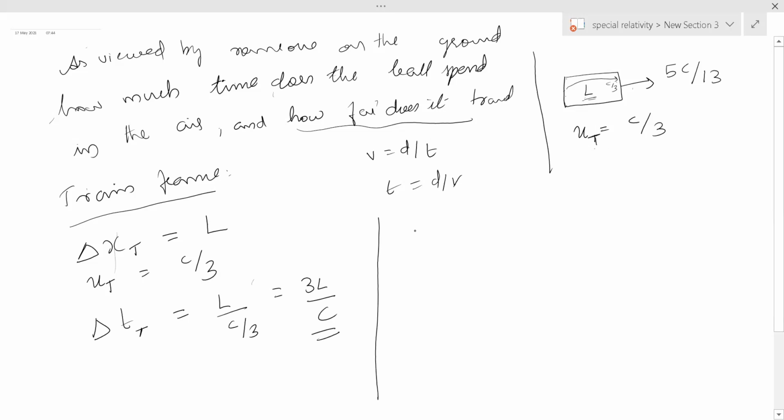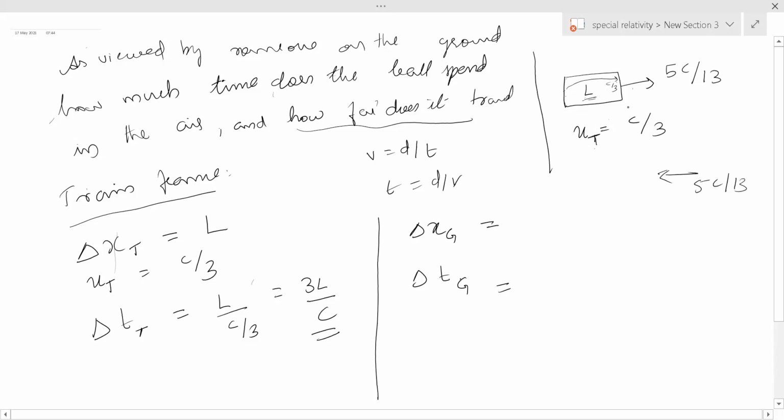So now we can ask the question: delta xg and delta tg. These are the things we are asked to find, delta t with respect to the ground. So you can see that with respect to the train, the ground is moving at 5c by 13 in the opposite direction.